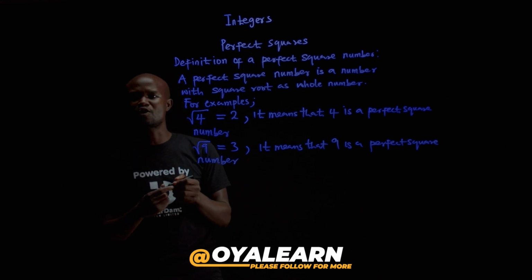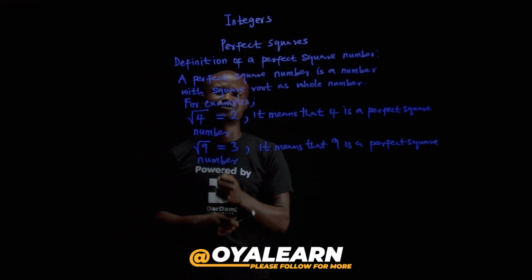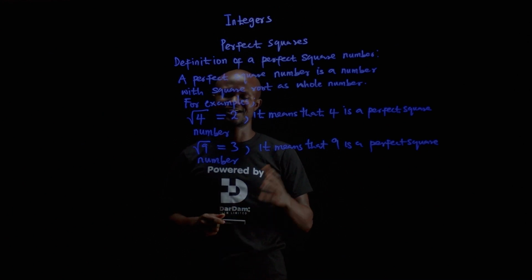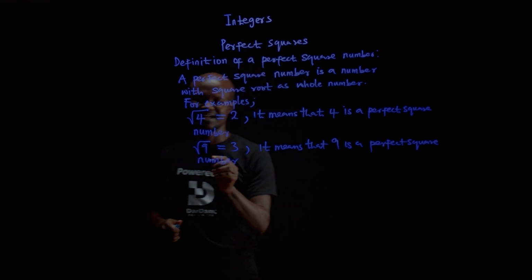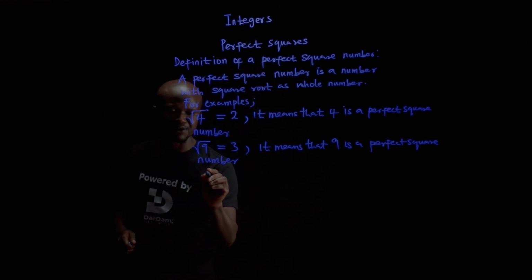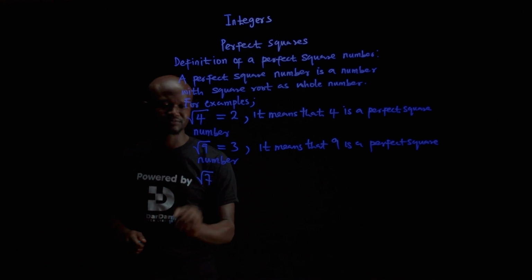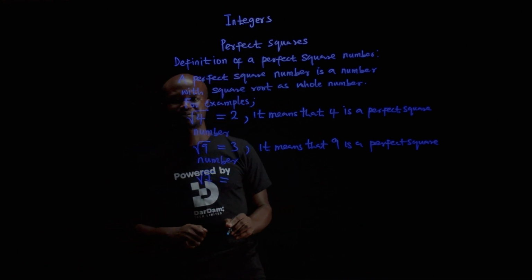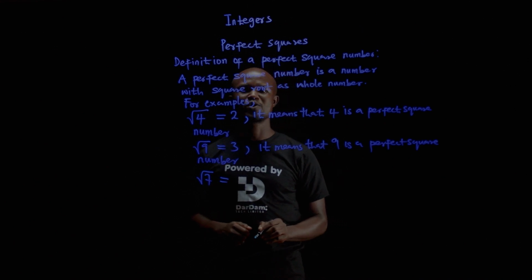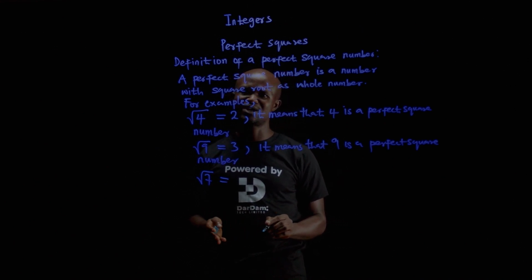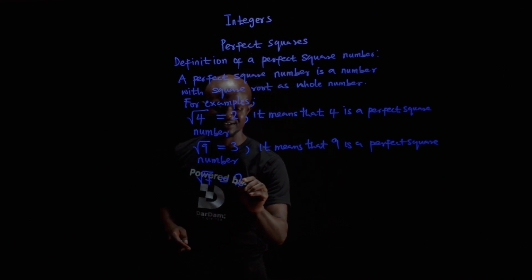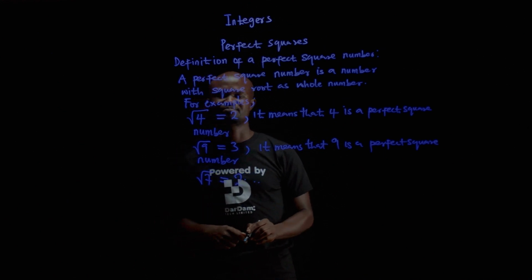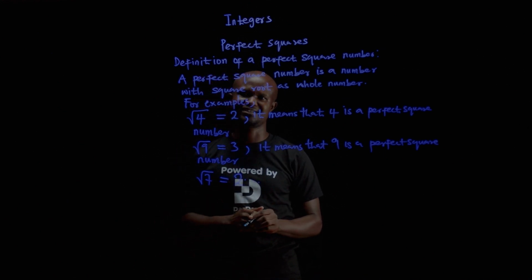Now, let me consider an example of a number that is not a perfect square, for clarity purposes. If you have the square root of 7, this will give us a value in the form of a decimal, 2 point something, because this will not give us a whole number.